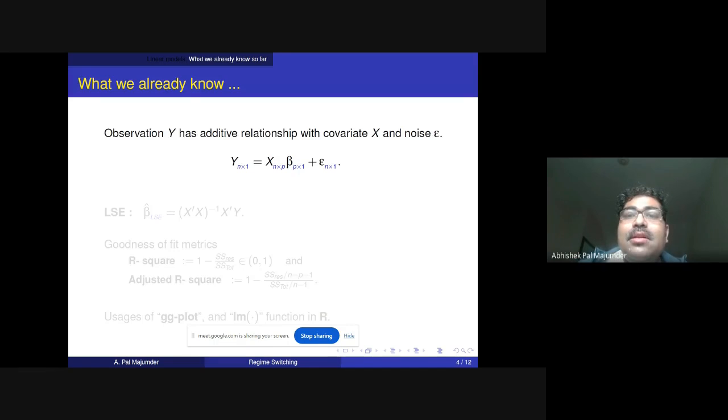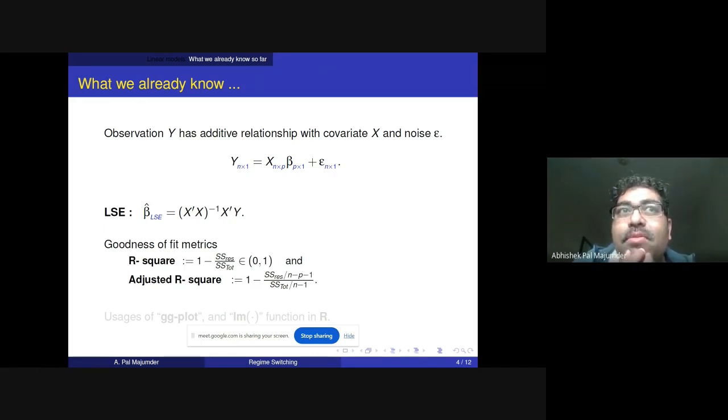So let's start with the simple linear regression. We know the model. We have the observation y, x are the covariates, beta is the corresponding coefficient, and epsilon is the noise, and the least squares estimate is basically that. Now, the way we can study the goodness of fit is using these two metrics, that is R square and adjusted R square. The difference between them is that the residual sum of squares and total sum of squares in R square come in their own form, but in adjusted R square, they are adjusted by their degrees of freedom. But what it does is very interesting.